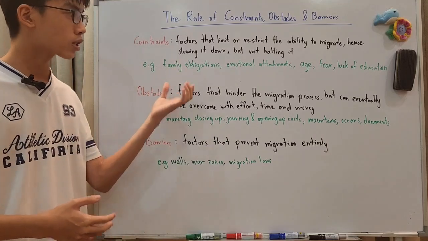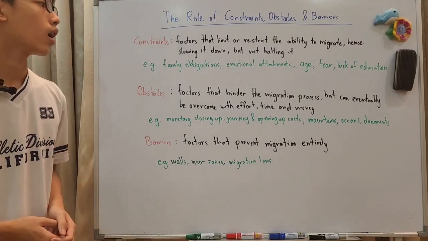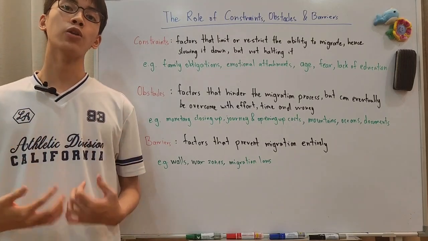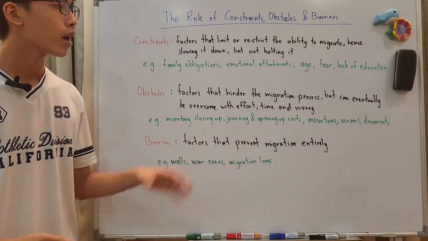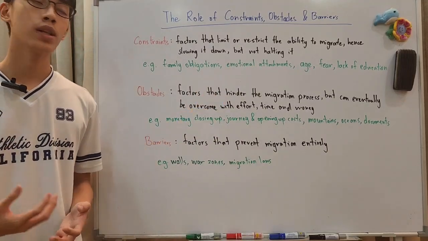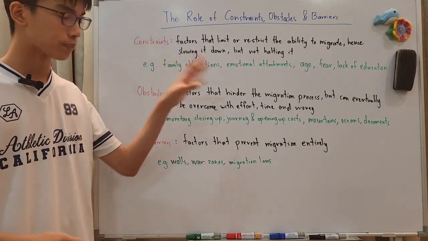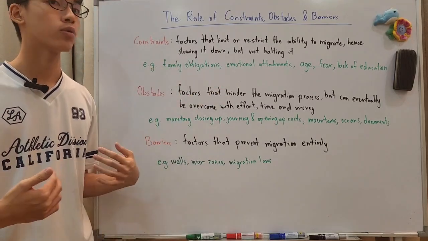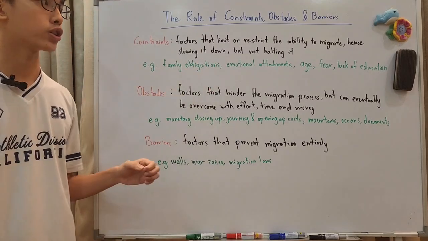Stuff such as family obligations and emotional attachments. These emotional costs are commitments that tie you down currently, so you can't migrate right now, but maybe in the future you can. Age is something too. Maybe you don't have the mobility to do it right now, maybe you don't have the financial freedom to do it right now, so they slow it down. You might have to grow up to become an adult before you migrate, but it does not halt the migration.